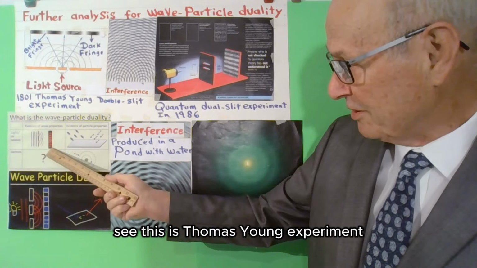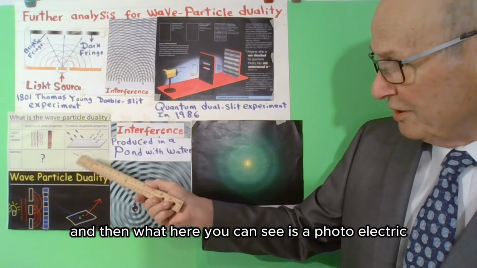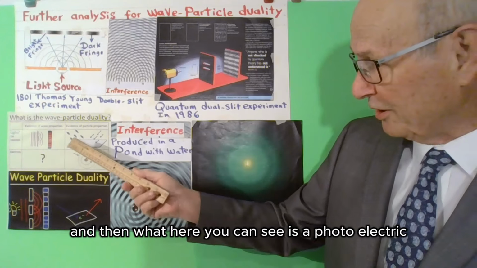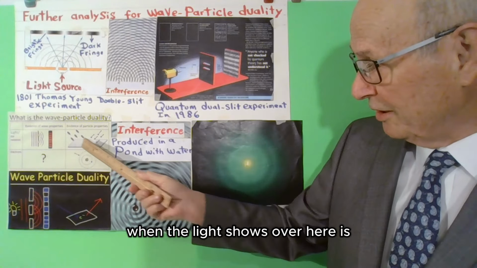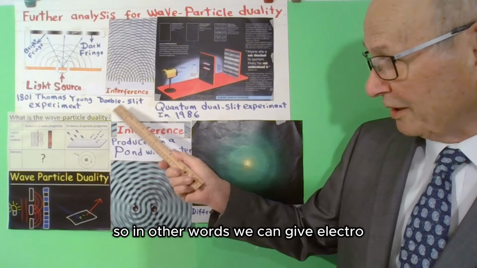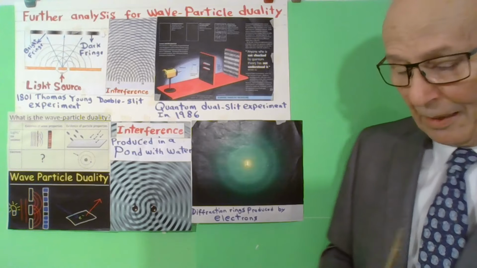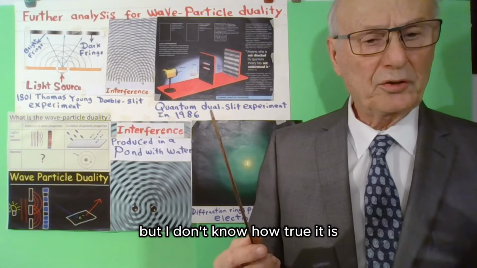Well, of course, I have some examples over here. See, this is Thomas Young's experiment. You can see the fringes. And then what you can see here is the photoelectric effect, when the light shows over here and is reflected like this. So in other words, we can get the photoelectric effect.